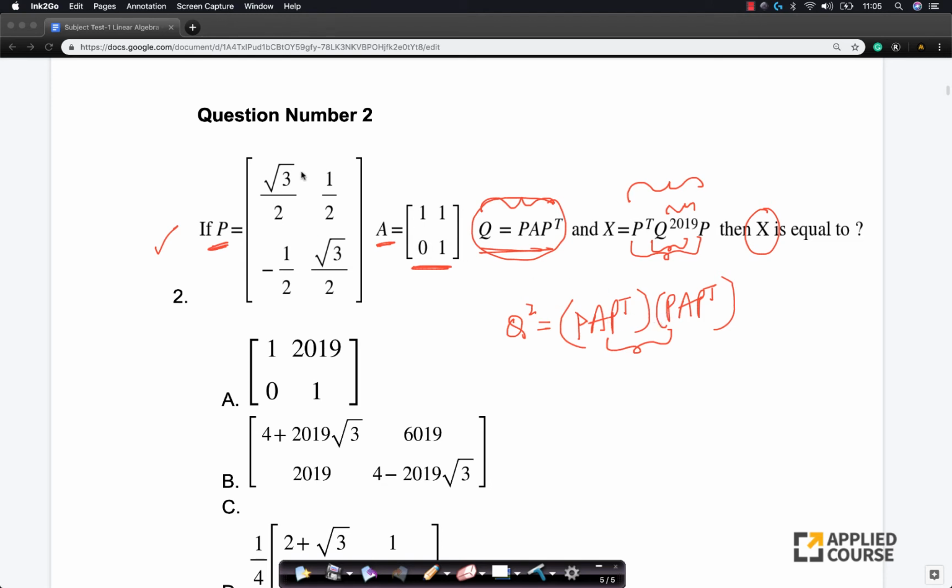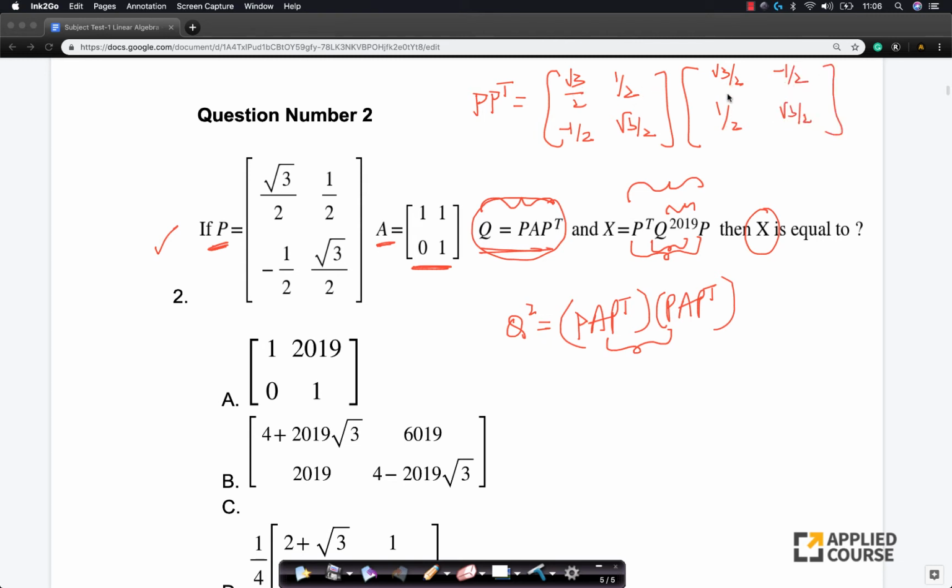Okay, is P transpose and P inverse the same thing? If I multiply P with P transpose, what happens? Look at this. This is my P. If I make P into P transpose, I can manually check it very, very quickly, right? This is my P. What is P transpose? P transpose is this, right? P transpose is this.